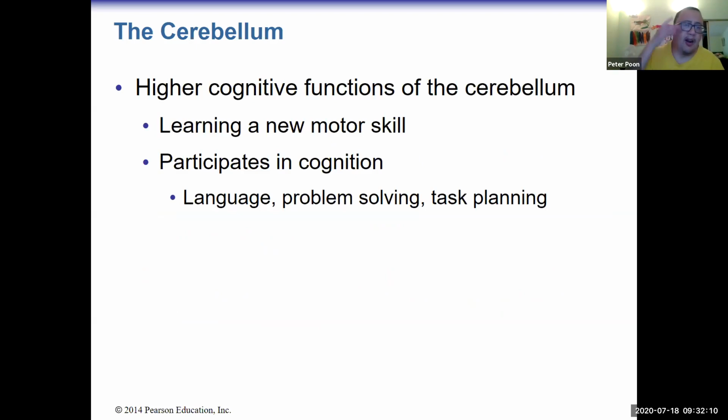The higher cognitive functions of the cerebellum: learning motor skills. Riding a bike, etc.